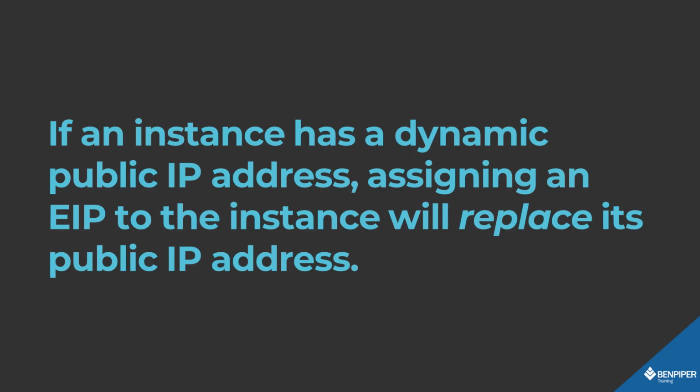If you associate an EIP to an instance that already has an automatically assigned public IP address, AWS will replace the public IP address with the EIP. If people are connected to that instance using its public IP address, they are going to lose connectivity once the instance gets assigned the elastic IP address. So be very careful about assigning an EIP to an instance that's actively being used.